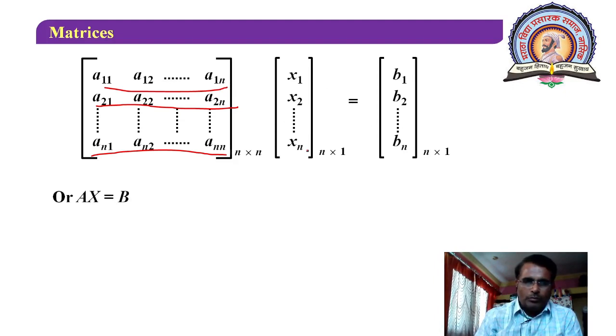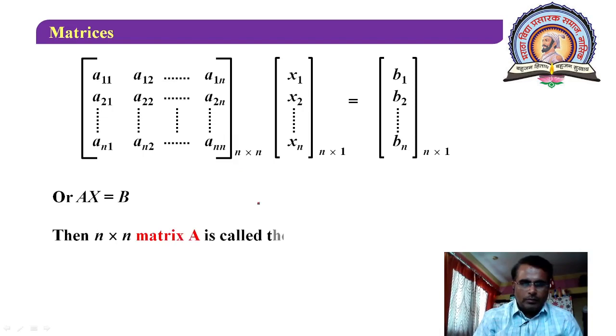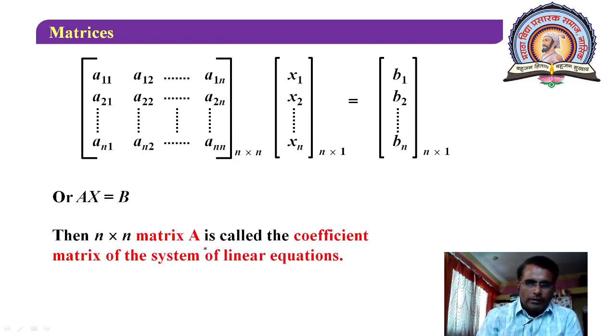This matrix form consists of the matrix A of order n by n, the matrix of variables of order n by 1, and the matrix of right hand side constants of order n by 1, and it is denoted by Ax is equal to B. This is matrix A, this is matrix X, and this is matrix B. Now the n by n matrix A is called the matrix of coefficients, X is called the matrix of variables, and B is called the matrix of right hand side constants.